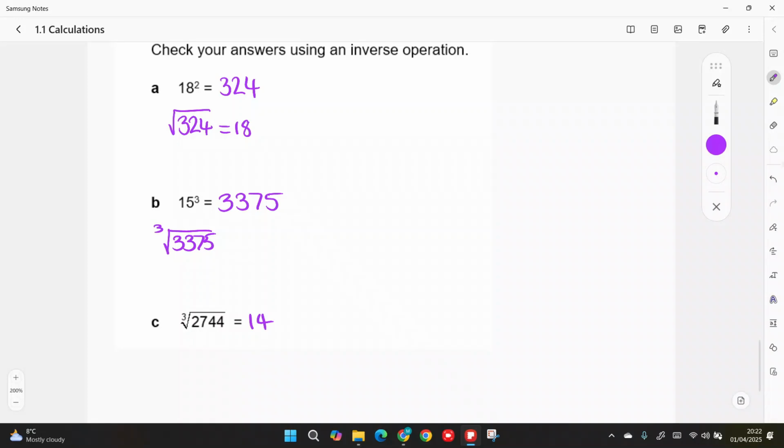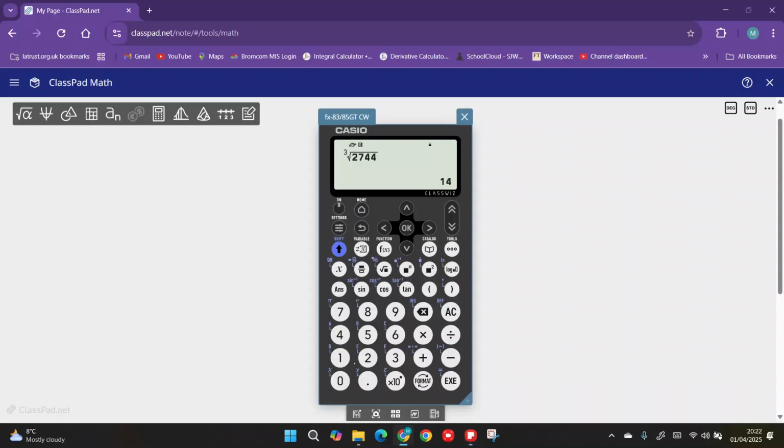And again, inverse operation would actually be 14 cubed. Let's go back to our calculator and check that we do get the answer we want. And we do get 2,744.